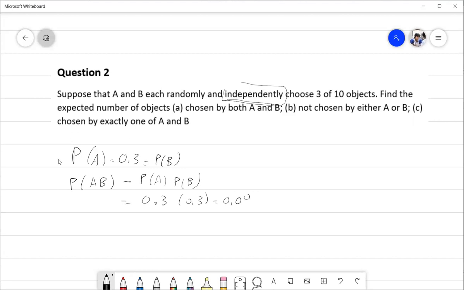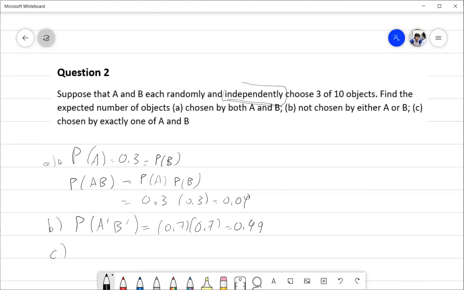So part A is pretty easy. Now part B is saying not chosen by either A or B. That is again simple. If P is 0.3, P of A complement will be 0.7. So 0.7 times 0.7, that is 0.49. Again, very simple questions.